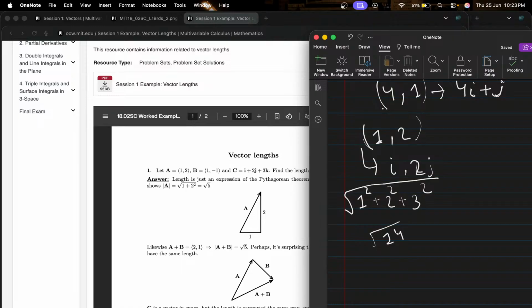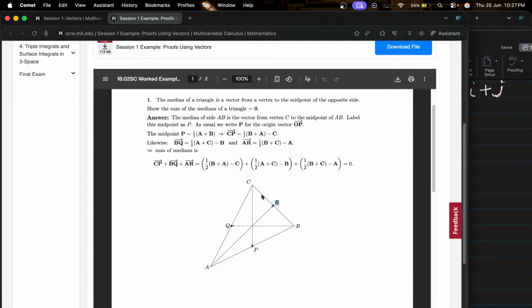Okay, first let's understand what's happening here. The median of a triangle is a vector from a vertex to the midpoint of the opposite side. Show the sum of the medians of a triangle is 0. The median of side A and B is a vector from C. So where is A and where is B? The median of the side A and B is a vector from C. Okay, yeah. Vector from vertex C to midpoint of AB.